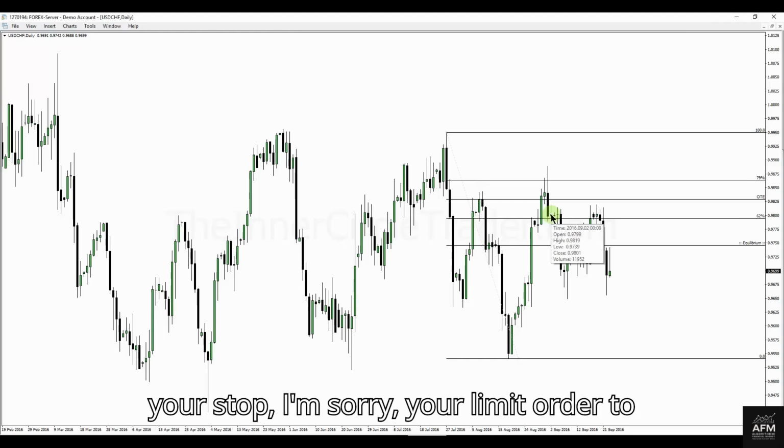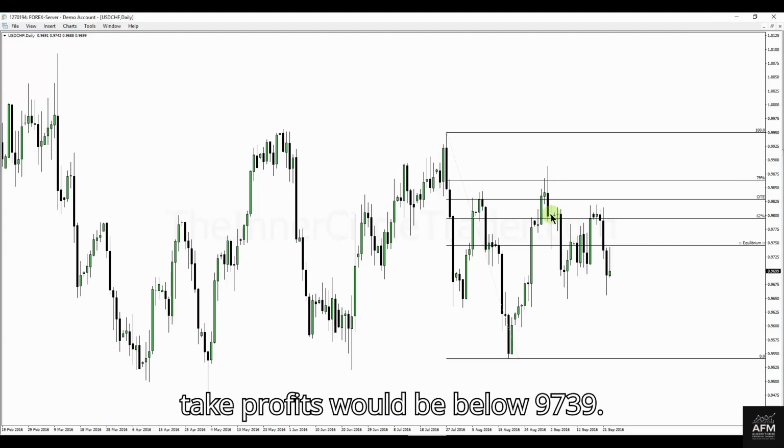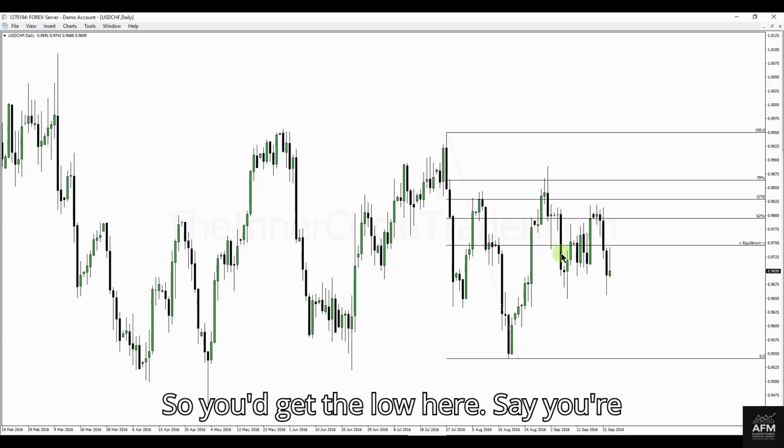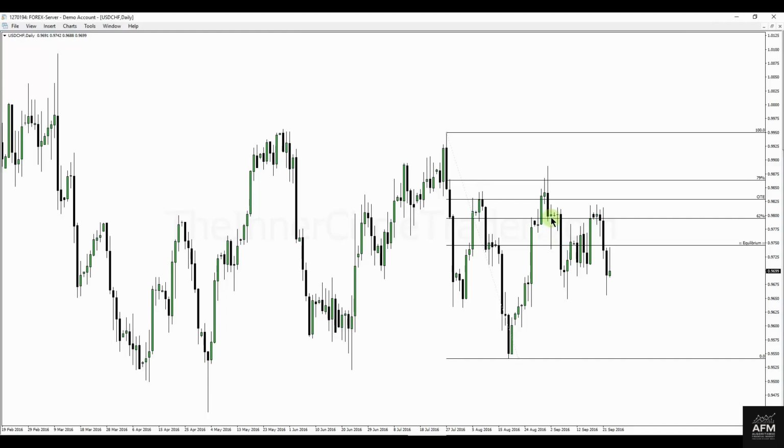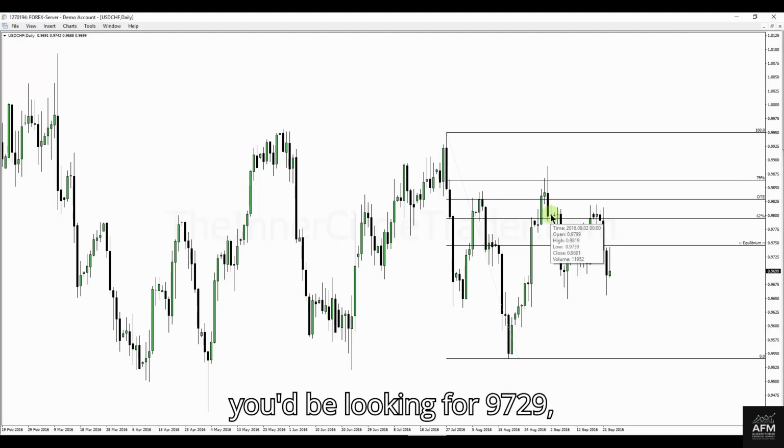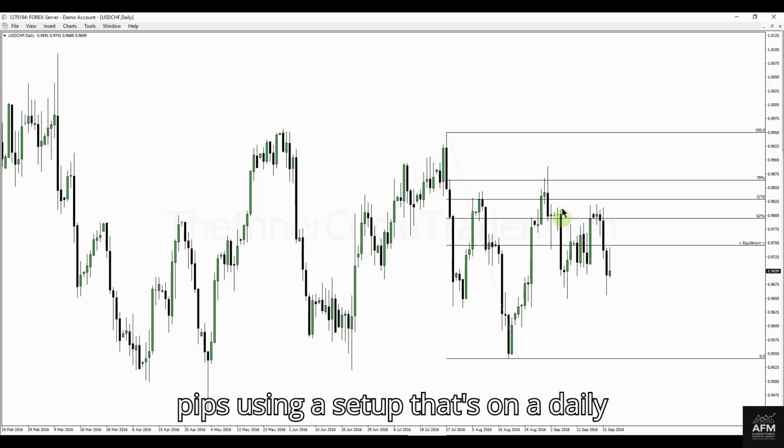So that means your limit order to take profits would be below 97.39. So you'd get below here. Say you're aiming for 10 pips below that low, below this low right here. You'd be looking for 97.29, roughly 97.30. That's 70 pips using a setup that's on a daily chart.